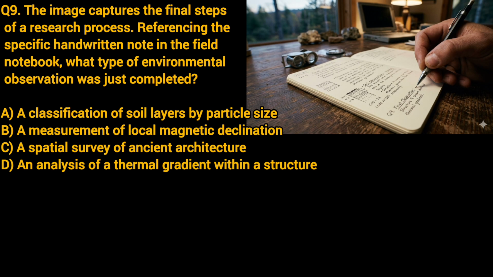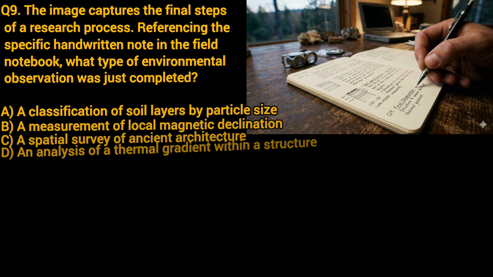The image captures the final steps of a research process. Referencing the specific handwritten note in the field notebook, what type of environmental observation was just completed? A. A classification of soil layers by particle size. B. A measurement of local magnetic declination. C. A spatial survey of ancient architecture. D. An analysis of a thermal gradient within a structure.